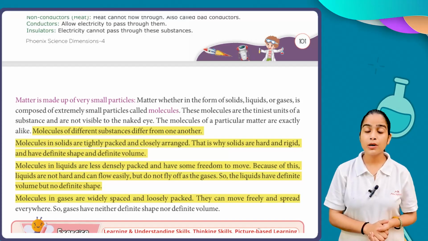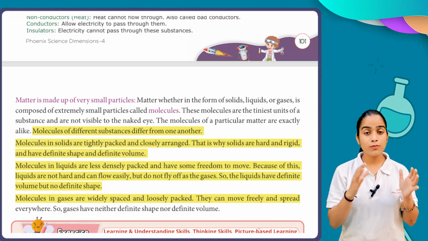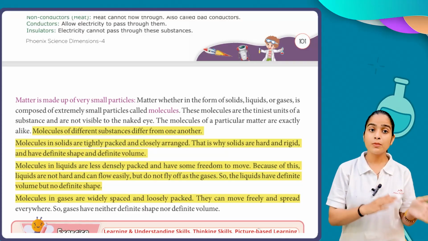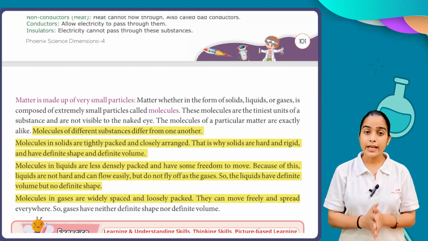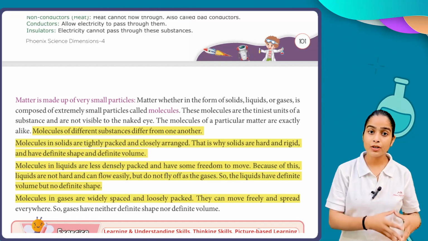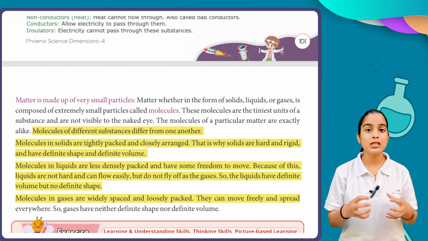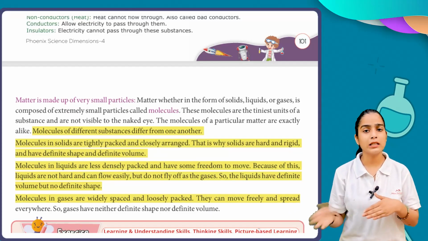Next, we are talking about liquids. For example, if you put water inside a bottle, the bottle's shape will be the water's shape, right? So the water will change its shape according to its container. It means water has its volume but does not have a definite shape because the particles are loosely packed, and we can change the shape of the liquid by changing its container, basically.